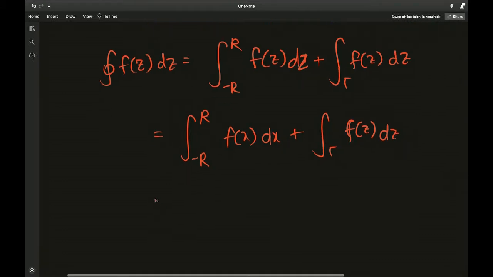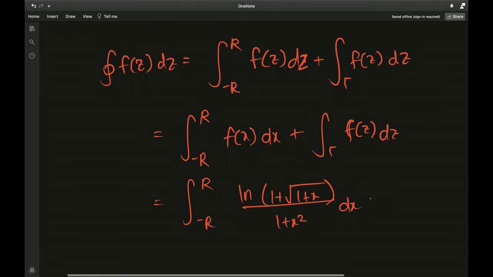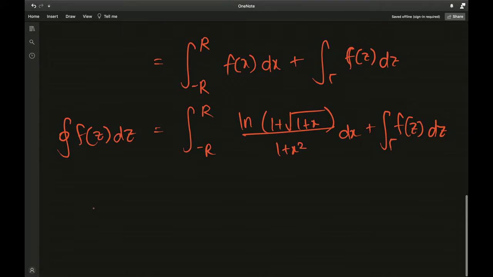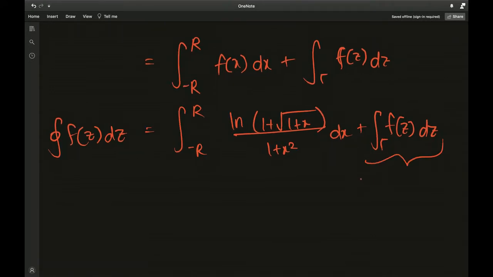Okay, now I would like to substitute f of x in this first part. So f of x is natural log of 1 plus square root of 1 plus x divided by 1 plus x squared dx, plus the integral over gamma of f of z dz. All this is still equal to the contour integral of f of z dz. Now what I'm going to do is consider this part separately in a part that's called the estimation lemma. So let's do that on a fresh page. See you there.